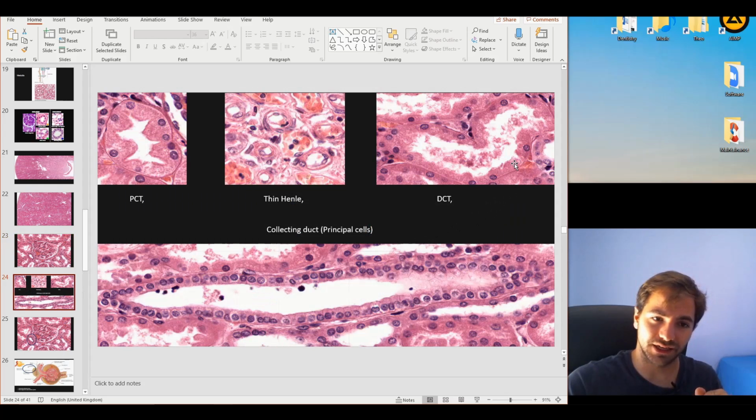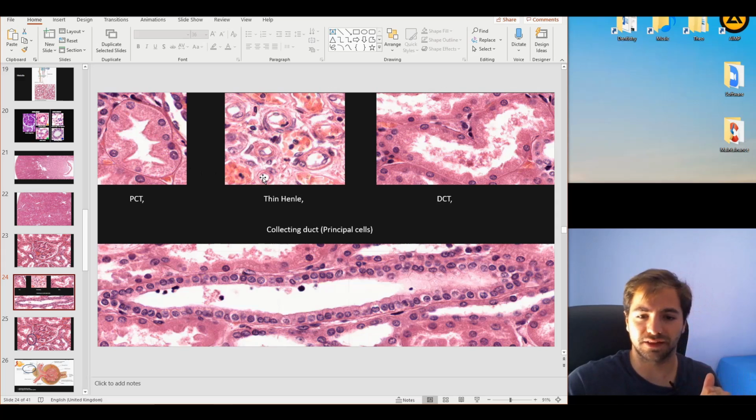So this is again a slide that shows you specifically, these pictures are again taken from Histology Guide. I specifically found areas that are ideal and representative of the different parts of the tubules. So the PCT tends to have a pyramidally shaped morphology. This is one feature that will help you identify what is what.